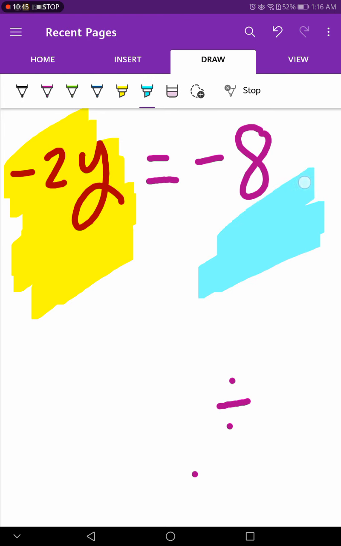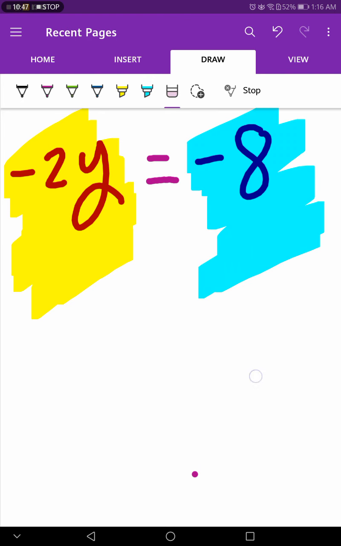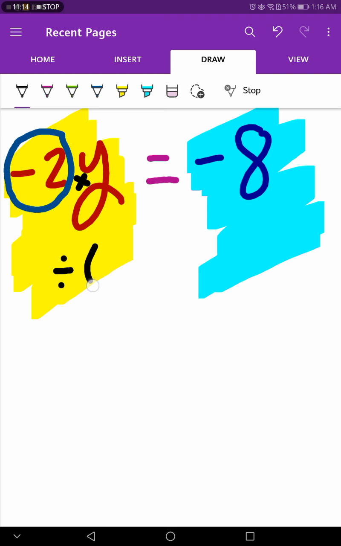and determine the right. Okay, my dear student, and check here the coefficient of y, it is -2, and between the coefficient and the y there is a hidden multiplication, and the opposite of multiplication is divide. Divide by what? Divide by the coefficient of y, which is -2, as you learned before. And what you do on the left, you have to do on the right. Yes, my dear student? Great.